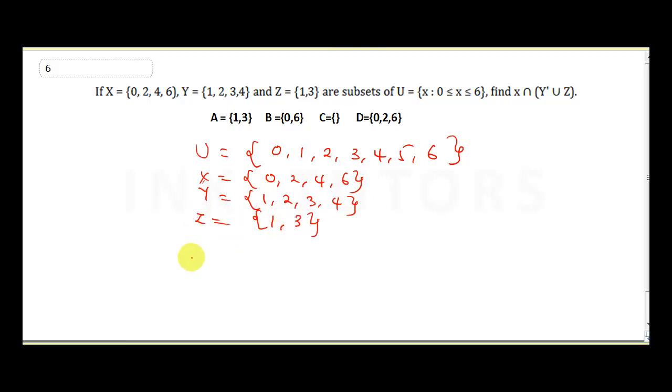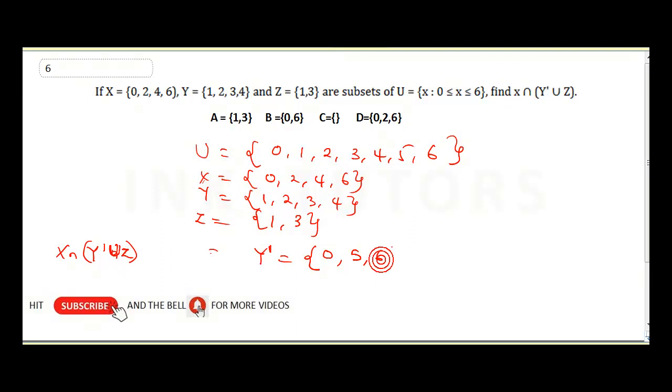Okay, so from here, to perform X intersection Y complement union Z, the first thing we need to do is get our Y complement. So our Y complement are those elements we will not see in Y but can be found in the universal set. So we have 0, then 1, 2, 3, 4 is out of it, and we have 5 and 6. Okay, so Y complement union Z. So remember, when you get union, you combine all the elements.